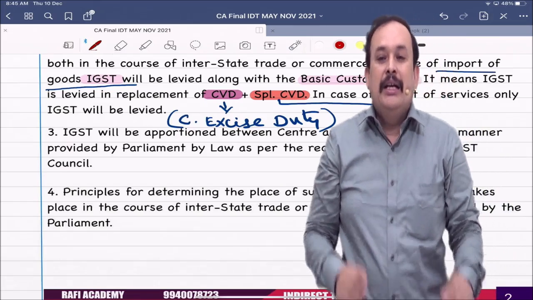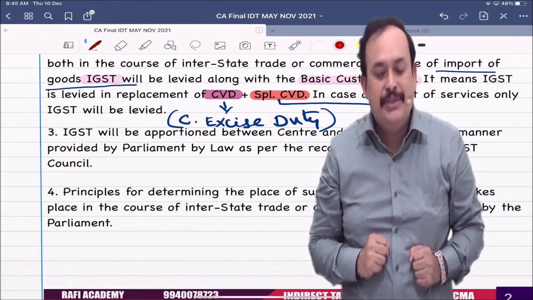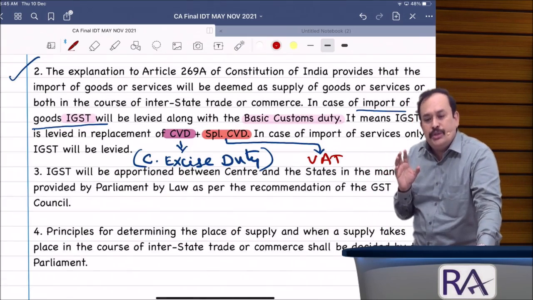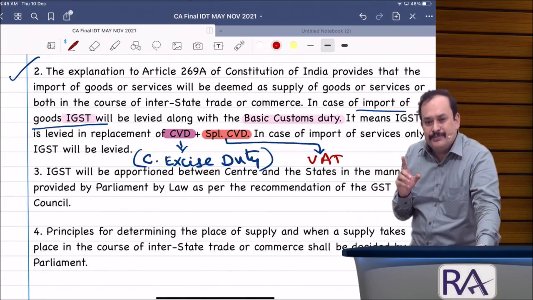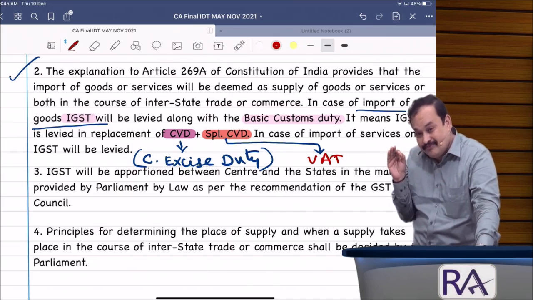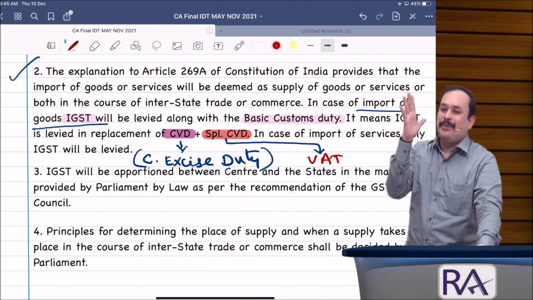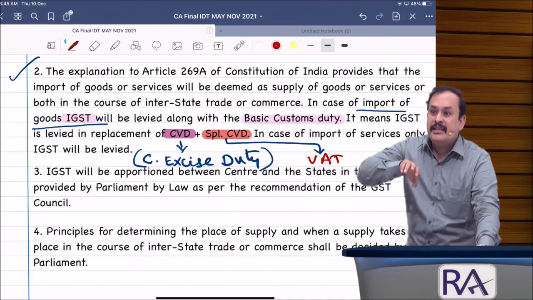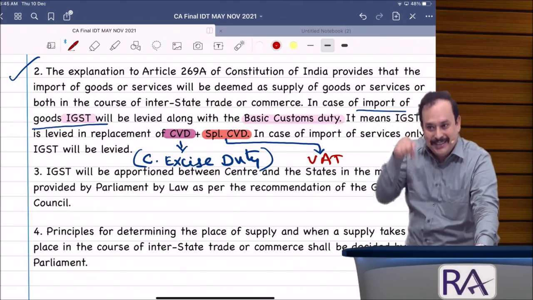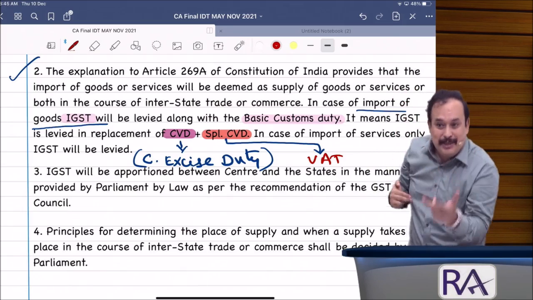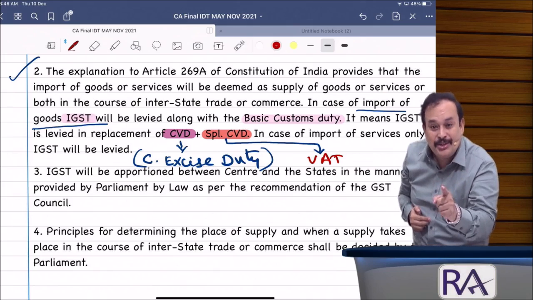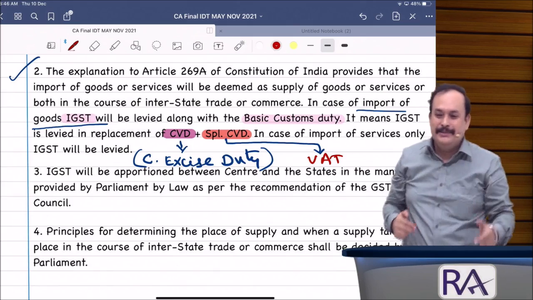So, from this what we understand here is, one should be aware of this provision. Import or export of goods should be treated as interstate supply. Since it is interstate supply, the state cannot levy the tax. Therefore, IGST will be levied by the government of India. This IGST is in replacement of excise and VAT, which is in addition to customs duty. Got the clarity, my dear?